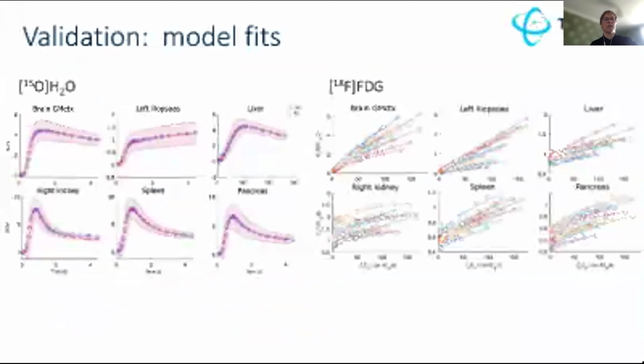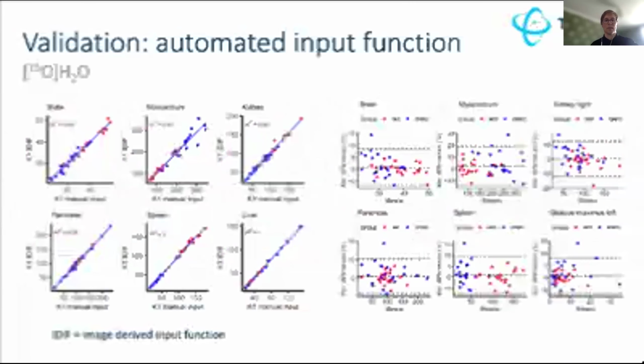And based on the visual inspection, the one tissue compartmental model fits of the radio water data, and the Patlak model fits to the FDG data, they both have good quality in general, but some regions for radio water data, such as pancreas and kidney, might require some additional modeling steps to improve the fits. But overall, the fits look very good.